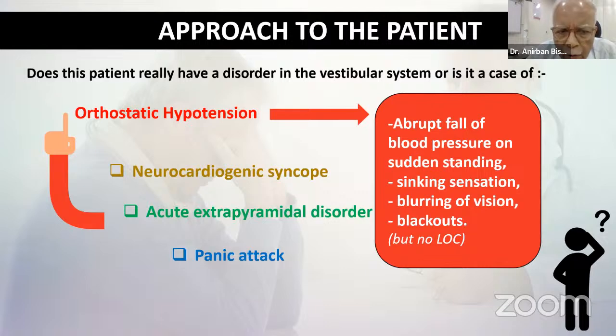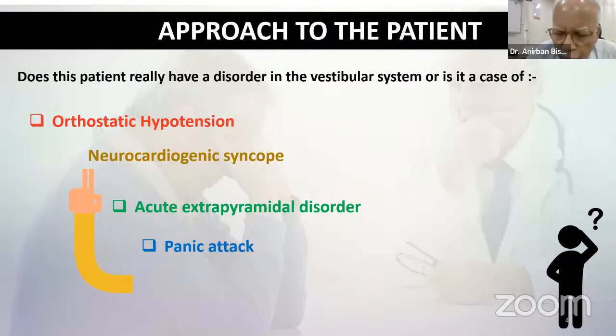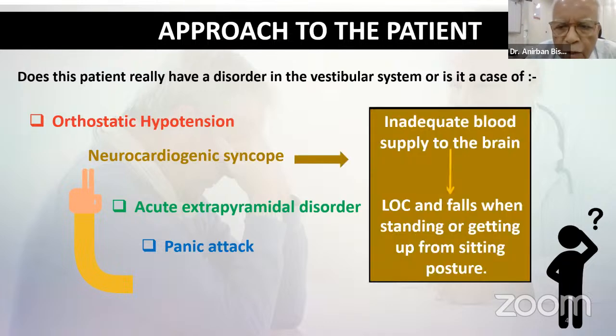Then you have to rule out neurocardiogenic syncope. What is a neurocardiogenic syncope? It happens due to inadequate blood supply to the brain. There'll be a loss of consciousness and fall when standing up or getting up from the sitting position. The patient will say that I was standing in a line for a long time in the sun, and suddenly I do not know what happened. I found that I'm lying on the floor and people are sprinkling water on me. So that is neurocardiogenic syncope. There will be loss of consciousness with fall. So that happens due to inadequate supply of blood to the brain.